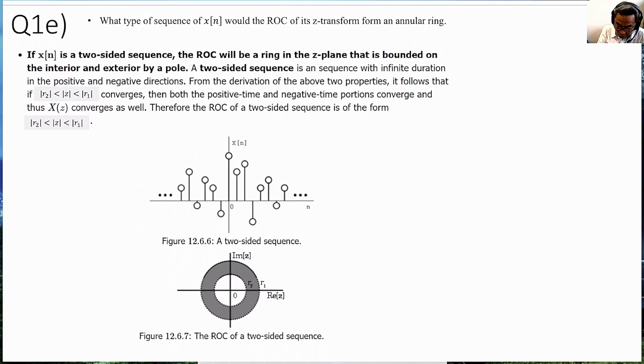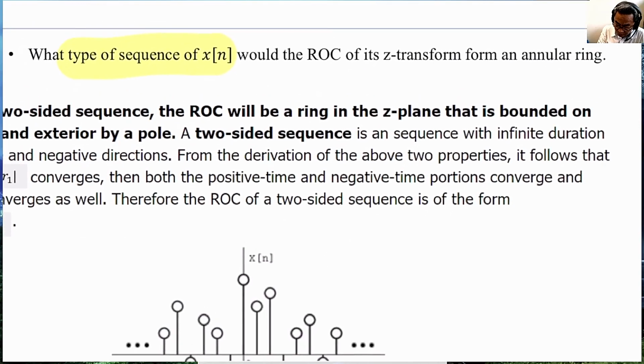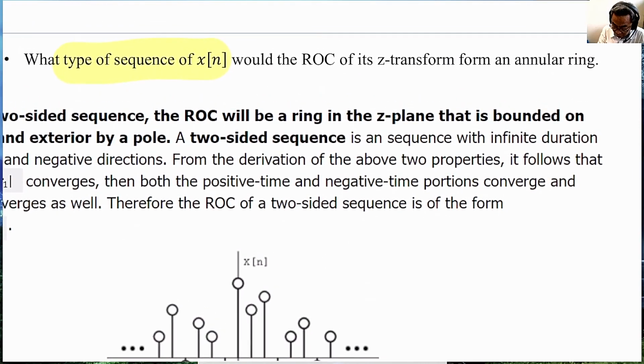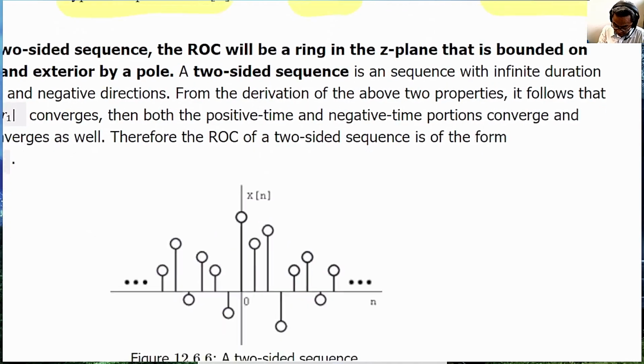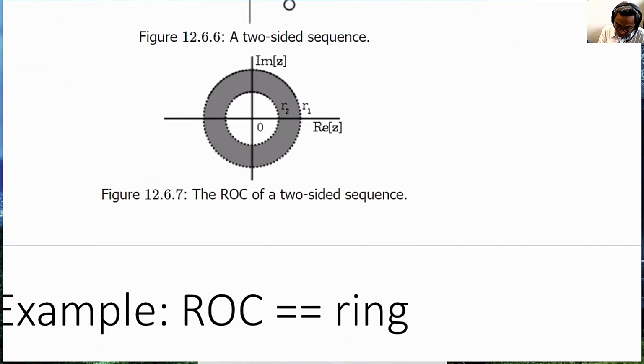This is question 1e. In this question, we are asked what type of sequence with ROC forms an annular ring. Now, what is an annular ring? It looks like this. This is the z-plane, and the region of convergence is only between two circles. It looks like a ring.